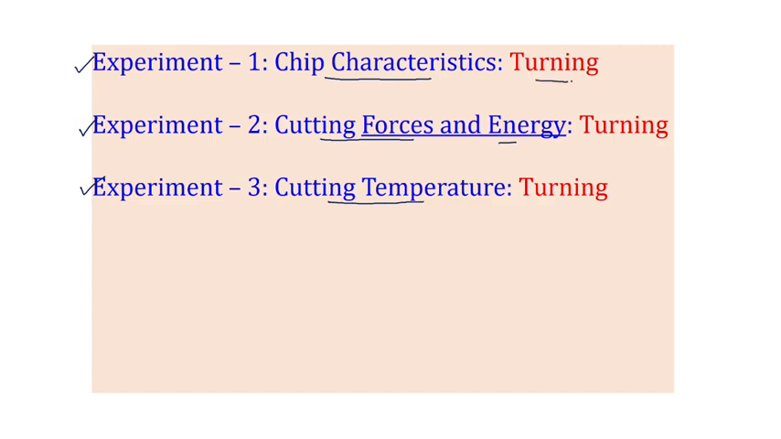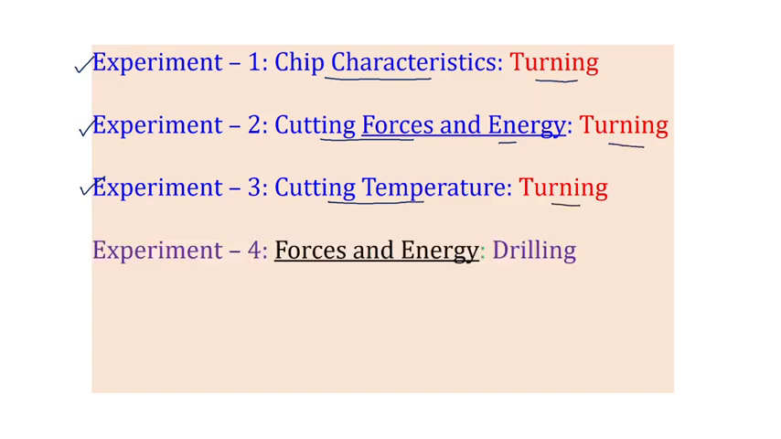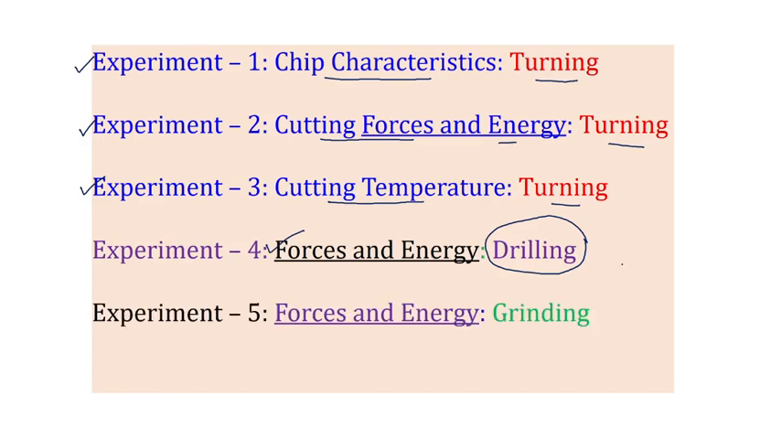The process that we have taken is turning. Today we are going to change the process. Today our process is drilling instead of turning. However, the important machinability characteristics like forces and energy are what we are going to study. One experiment would be remaining. There also we will be changing the process once again. We will be going towards the grinding process, which is a finishing operation. There also you will be studying forces and energy.